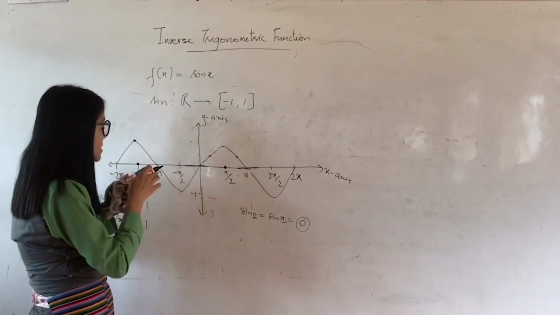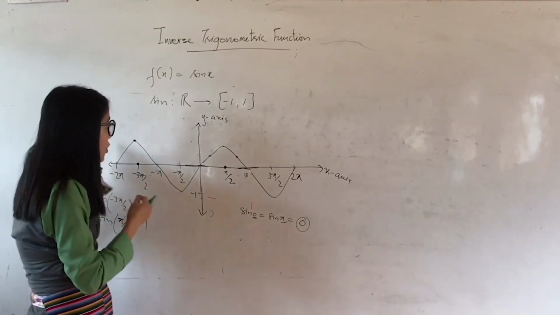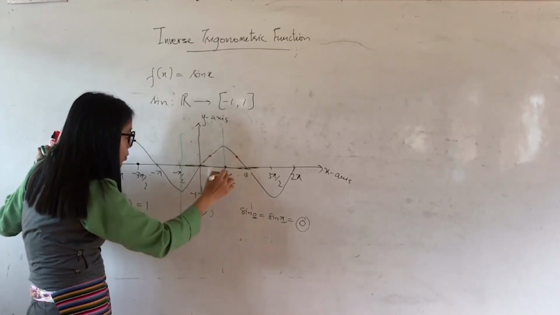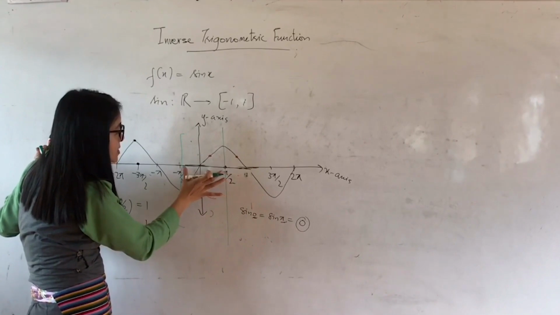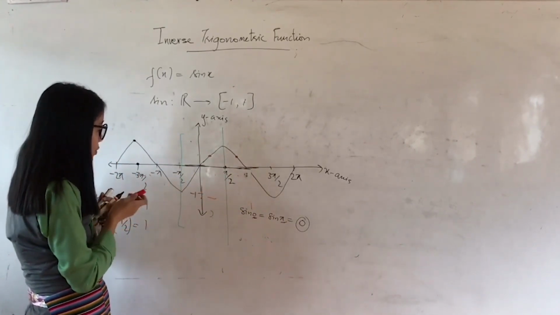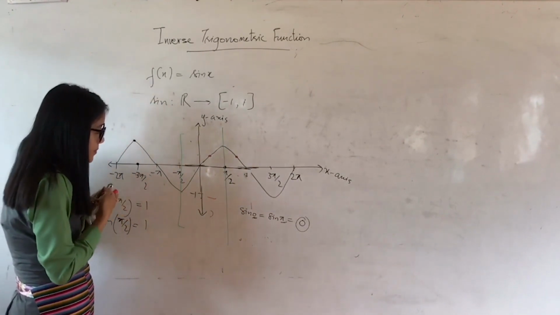Now if I consider my interval from negative pi by 2 to positive pi by 2, you can consider this interval. Negative pi by 2 to positive pi by 2. Now you look here.